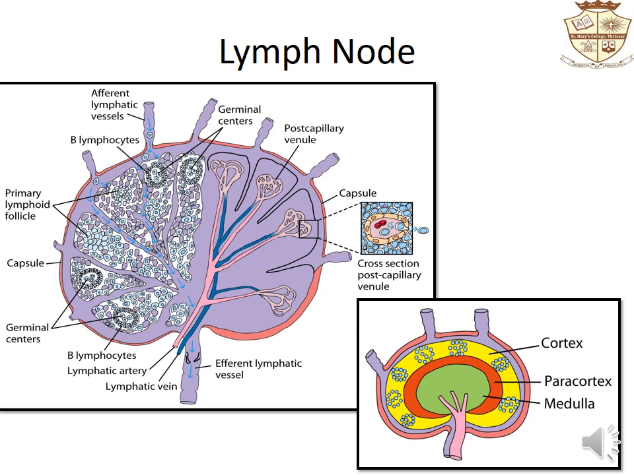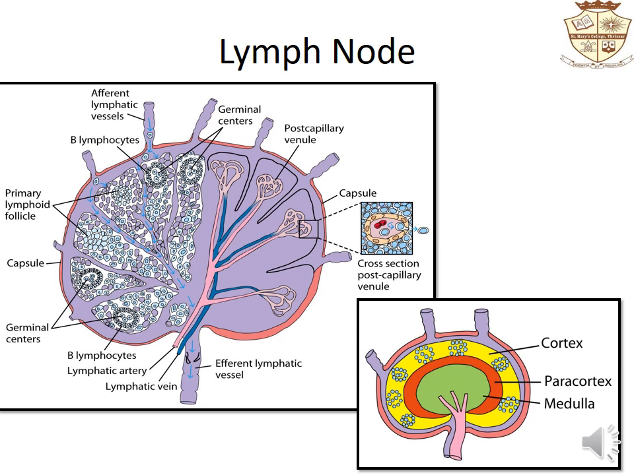Under the cortex is the paracortex. The paracortex mainly contains T lymphocytes and interdigitating dendritic cells. These interdigitating dendritic cells are highly capable of antigen presentation to activate the T helper cells. The innermost layer of a lymph node is the medulla. The medulla contains very few lymphoid cells and mainly contains plasma cells. Plasma cells are a type of B lymphocyte which are capable of secreting antibody molecules.